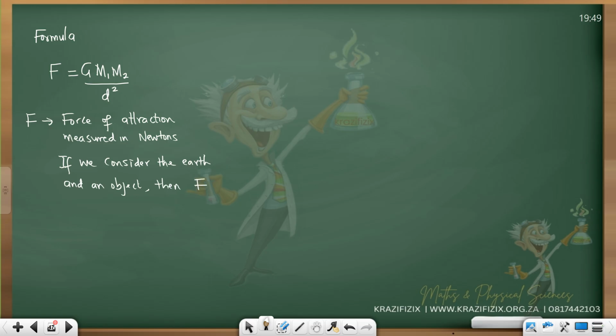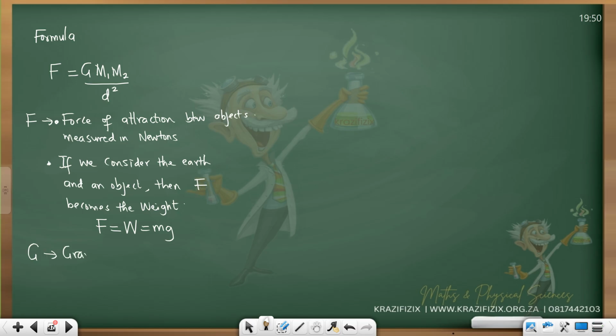then F becomes the weight, because the force between the earth and an object, just like we did under Newton's third law, is known as the weight, and that is mg. Please take note, F is the force of attraction between objects. Let's quickly add this. I know I didn't write it, just add it. Between objects measured in newtons. If we consider the earth and an object, then F becomes the weight.